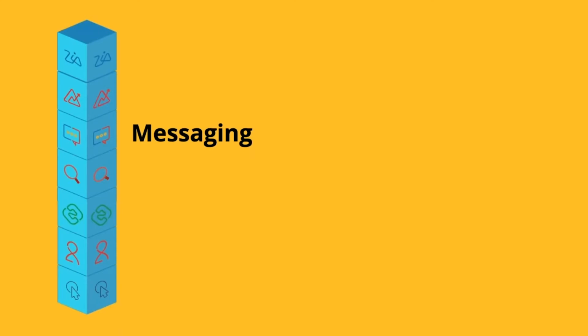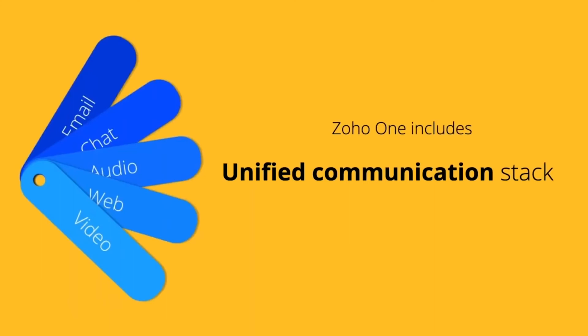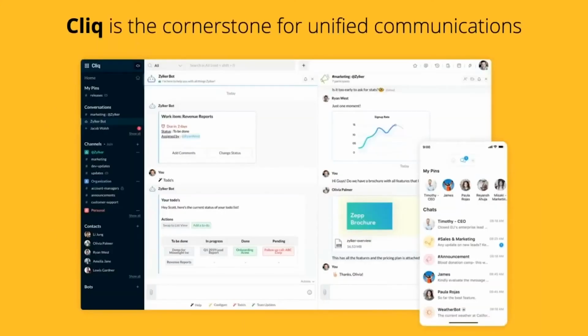Messaging in Zoho One. We have a unified communication stack. So what this means is that whether it's web, like on the phone, over the internet, whether you're doing audio chat or text chat, emailing or video chat, we have that technology built in at a base level for all of Zoho One. So we have something called Zoho Click, and this is kind of the cornerstone for unified communications across the entire platform. And of course, it's on mobile as well. You can see this little mobile screenshot.